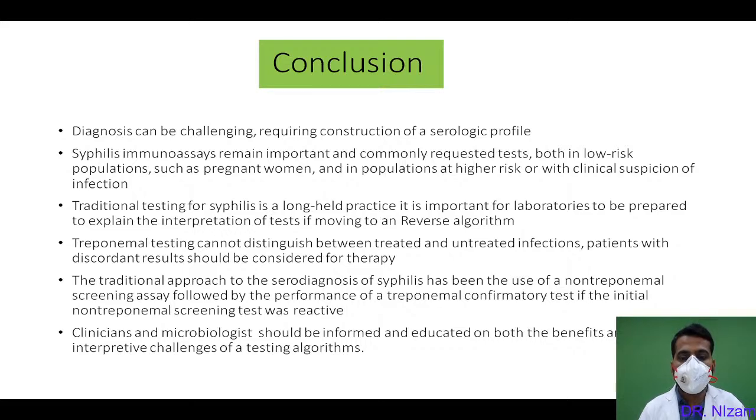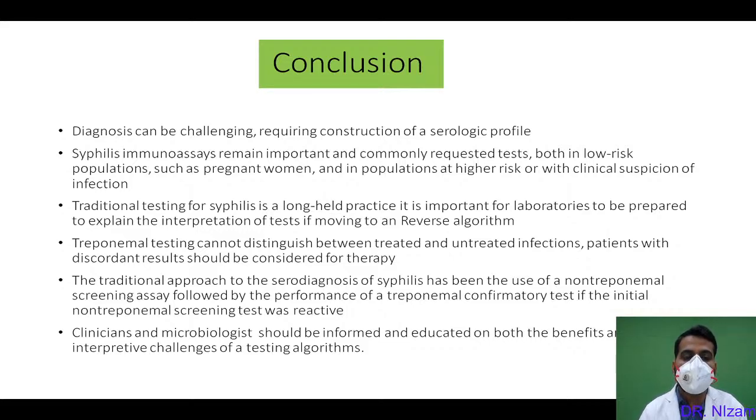So the conclusion slide: the diagnosis. As we all know, syphilis is one of the resurgent STIs, and the diagnosis is very challenging and requires construction of the serological profile. Also, there is no gold standard diagnostic test for this. The only thing we can do is serology. Syphilis immunoassays remain an important and commonly requested test, both in low risk groups such as pregnant women and in patients at higher risk, with or without clinical suspicion.